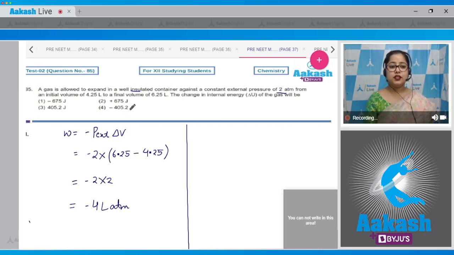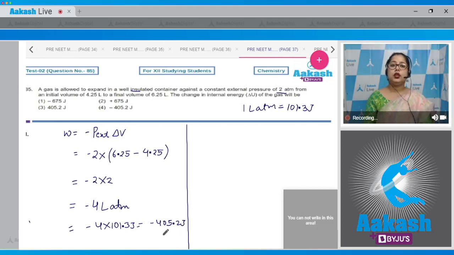Now student, since we can see that the answer is given in joules, so we have to convert liter atm into joule. So for such questions you have to learn the conversion unit. 1 liter atm is equals to 101.3 joule. So we have to convert this into joule, which is equals to minus 4 into 101.3 joule, which is equals to minus 405.2 joule.